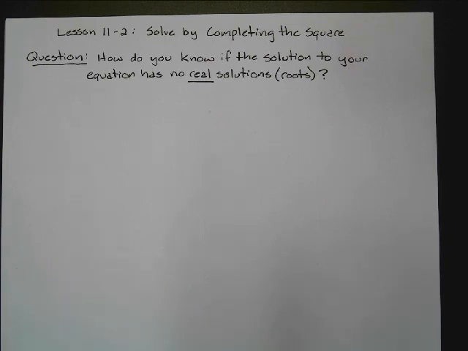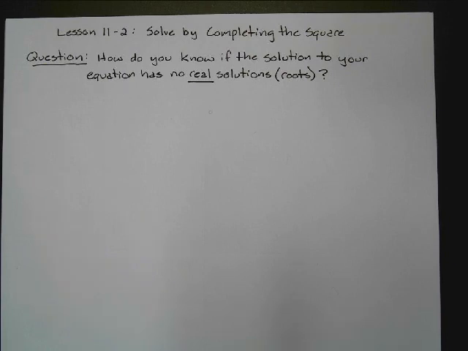So our question today is, how do you know if the solution to your equation has no real solutions, or roots as we call them? Okay, so we always know that there are going to be some solutions. There has to be some solutions. Just some of those solutions aren't real. They're not real numbers. They're not found on the number line. And we'll get more to that later.